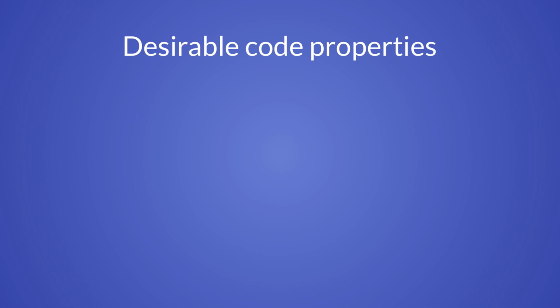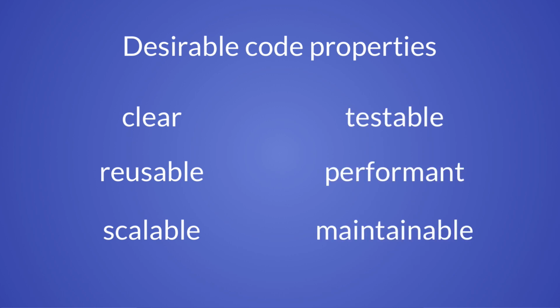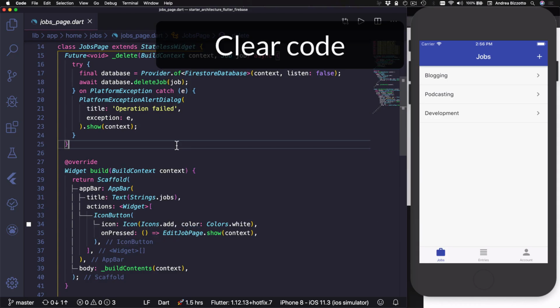Next, I want to talk about the specific properties that we can expect from code that follows this architecture. So the resulting code is clear, reusable, scalable, testable, performant, and maintainable. So let's look at each of these points with some examples. And let's start with clear code.